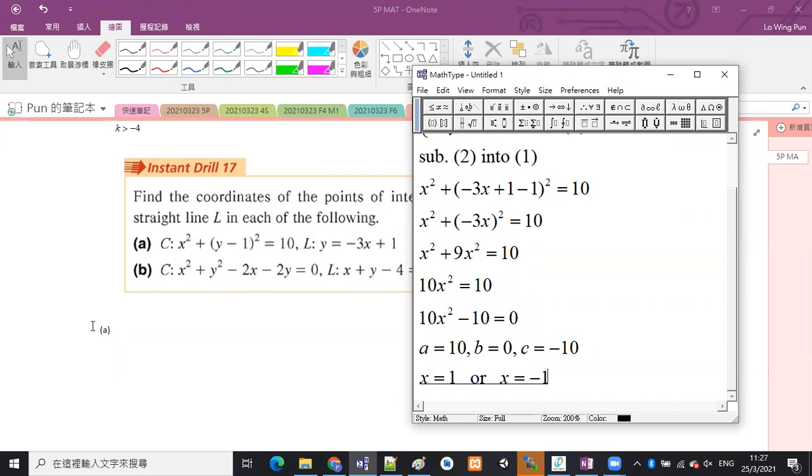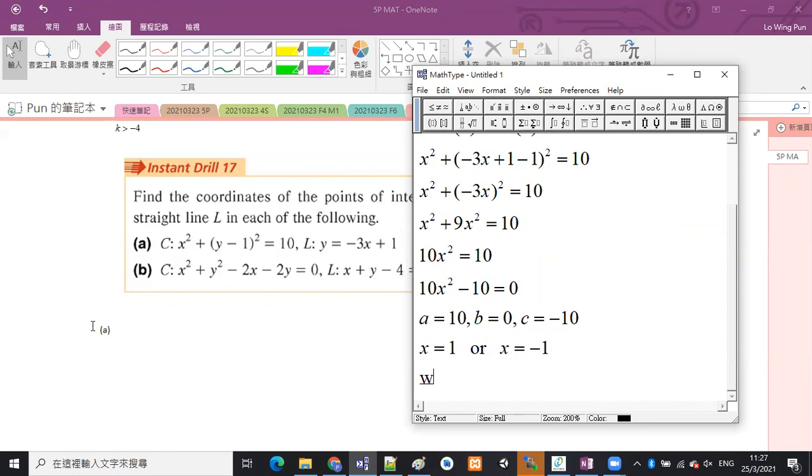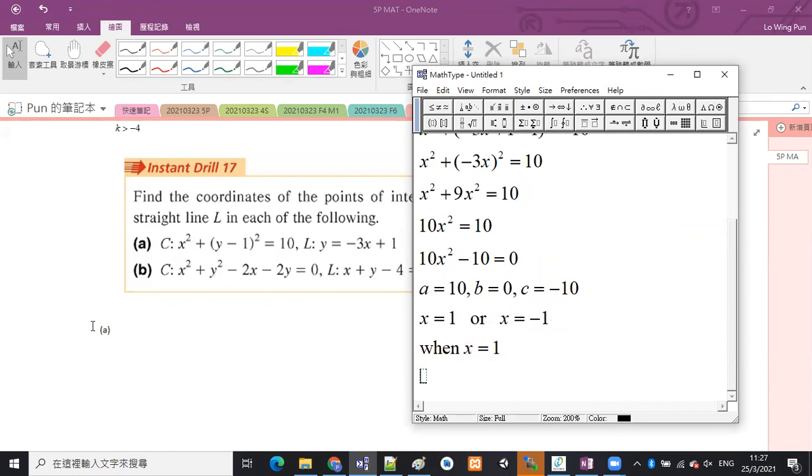Which equation should we put the x number into to calculate the y? Equation 1 or equation 2? It's very obvious. It should be 2. That is the one with y being the subject. So when x is 1, y is calculated by negative 3x plus 1. That is negative 3 times 1 plus 1. And then just use the calculator to find that it should be equal to negative 2.